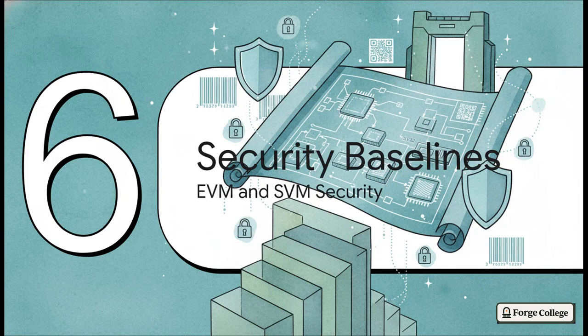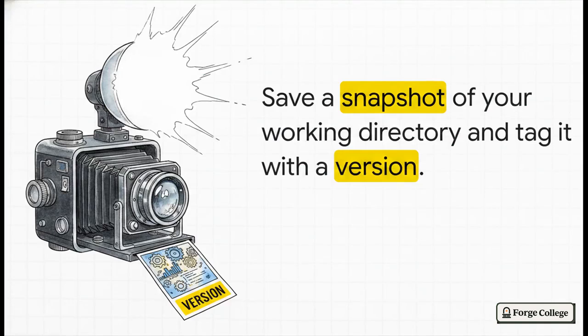Section 6. Preparing for security baselines. Right now, before you do anything else, I need you to save a reproducible snapshot of your working directory. That means your report, your appendices, your scripts. Then, tag it with a version number. Do not skip this. We are going to need these exact baseline costs very, very soon.